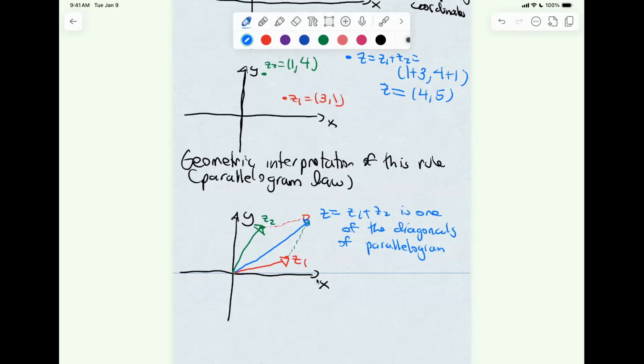Which is the way, by the way, if you have seen this before, how forces act. So if you had an object here and you're applying a force in this direction and you're applying a force in this other direction, the net force is the blue vector. The resultant force would be the blue one. In practice, you don't have to use this picture, but it's nice to know that it's out there.